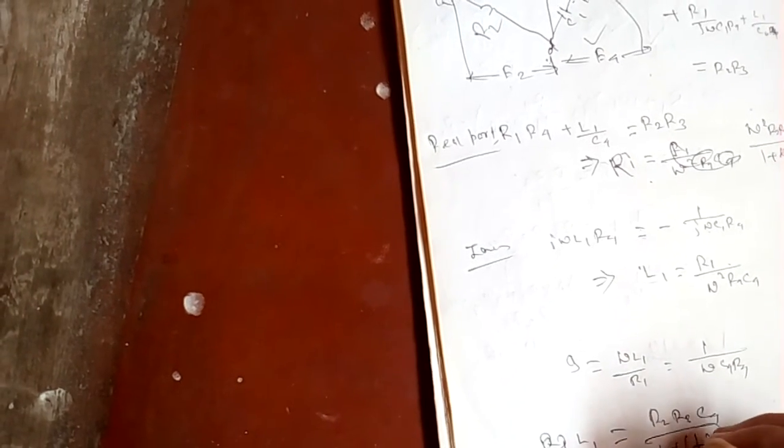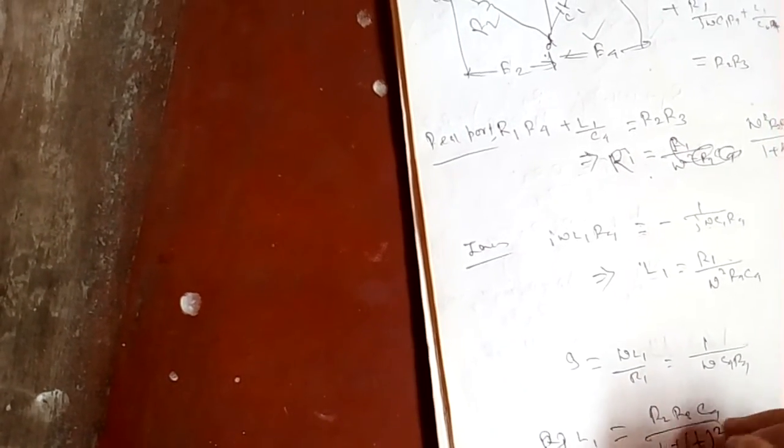So if we calculate here, L1 equal to R2R3C4 by 1 plus 1 by Q². If Q is greater than 10, then 1 by Q² is 1 by 100, so it will be neglected. So L1 equal to R2R3C4, the same as we derived for the Maxwell inductance capacitance bridge in the previous case. The advantage of it is that it is used for Q greater than 10 with simplification, but the disadvantage is that for lower values it cannot be used. In that case we use the Maxwell inductance bridge.